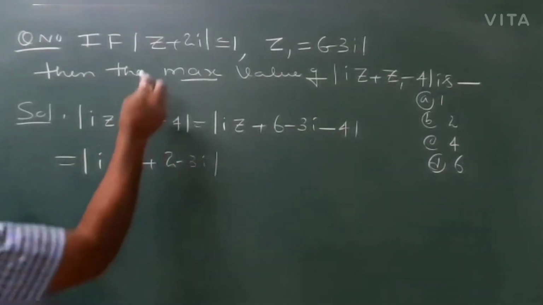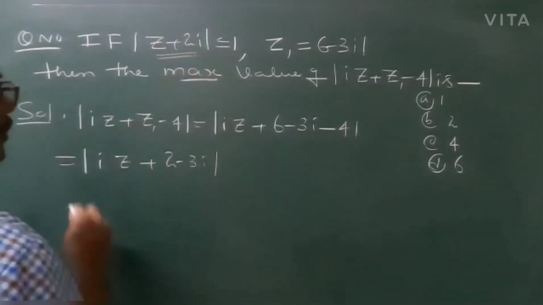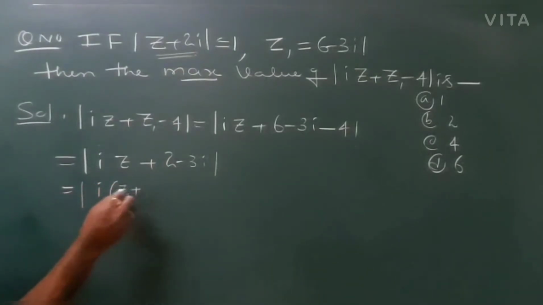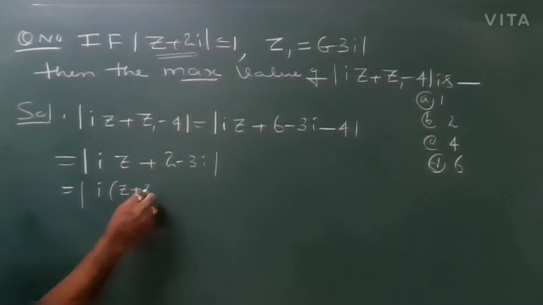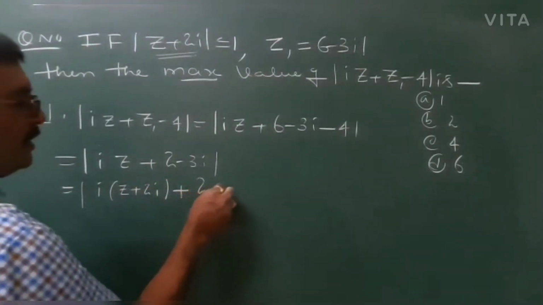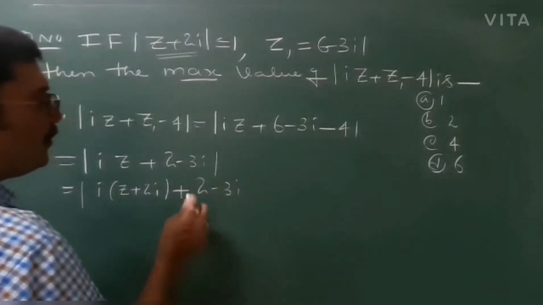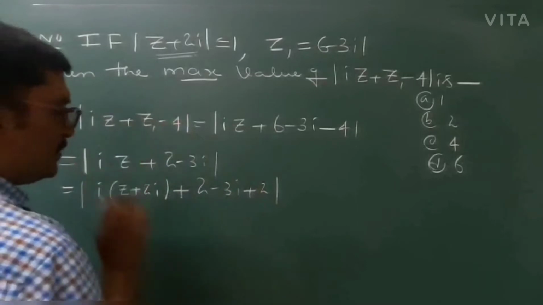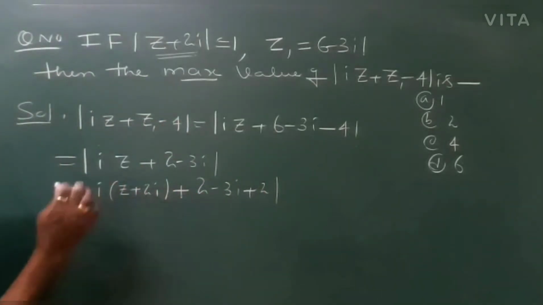But our complex number is given to be z plus 2i. What I do is add and subtract 2, right? This becomes 2 minus 3i, right? 2 plus 2 minus 3i plus 2. Original 2 is this only, right? As it is. This 2 is add and subtract.